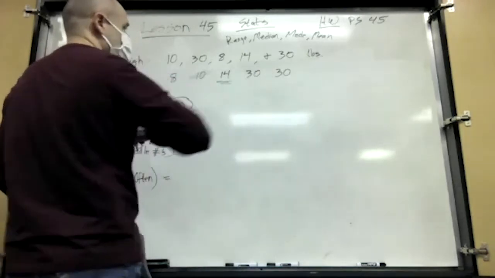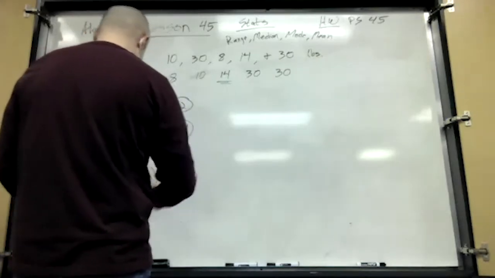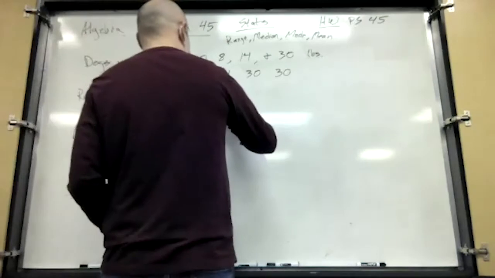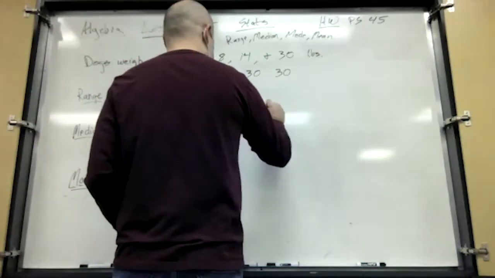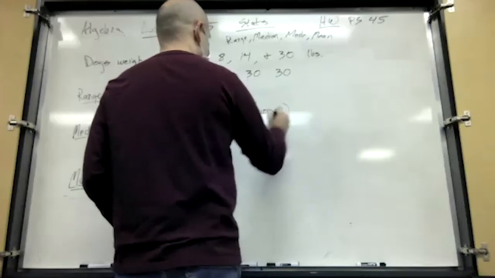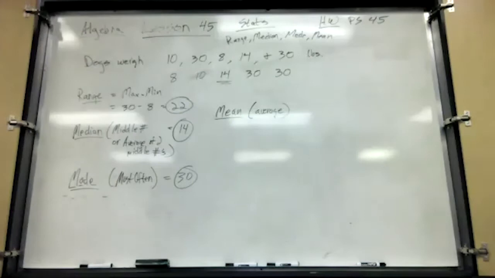So the only number that appears more than once is 30. So that's your mode. And then your mean, again, is your average. What if for both there's only like one number? What if all the numbers only appear once? Great question. Then there's no mode.